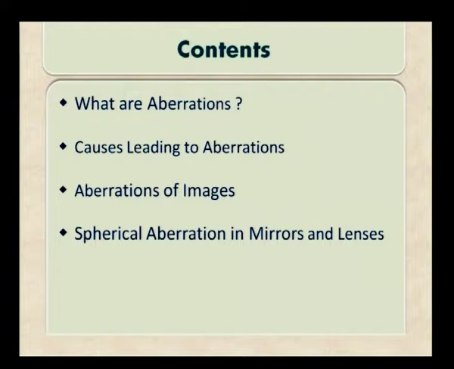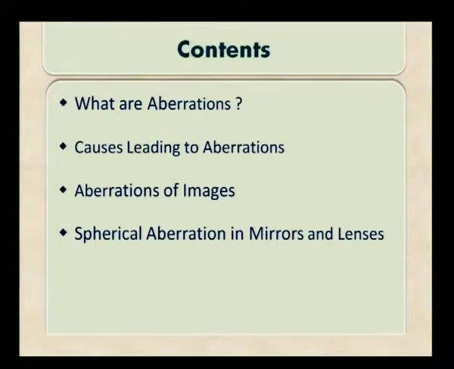I will show you what kind of defective images you are obtaining, and what are the factors which are responsible for the defective images that you observe through the telescope or through the microscope or through the binocular or through your camera. What you really see and what you capture may be different. Right? I will show in a moment what kind of images you will be obtaining. And lastly, in today's lecture, we will be seeing spherical aberration in mirrors and lenses.